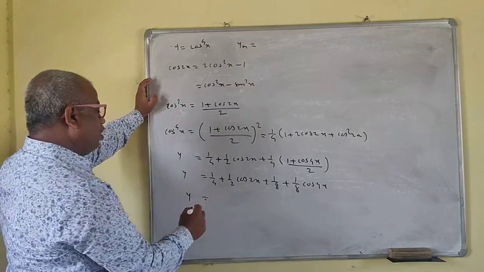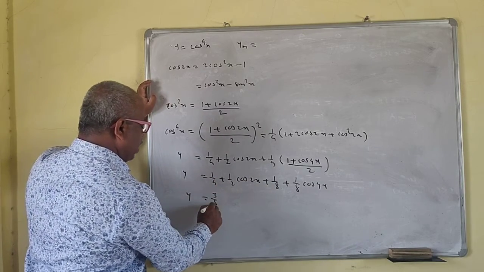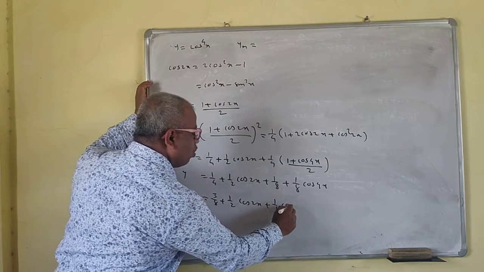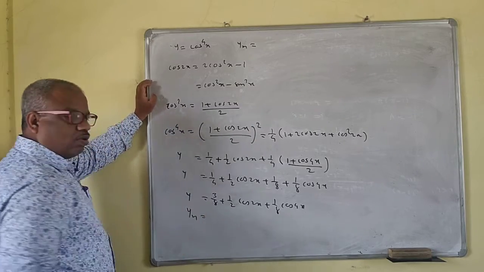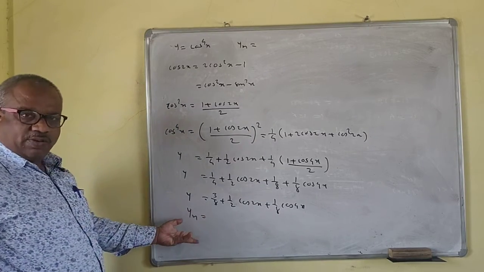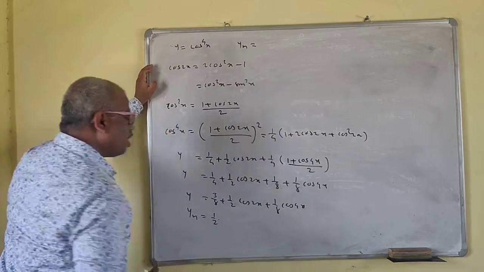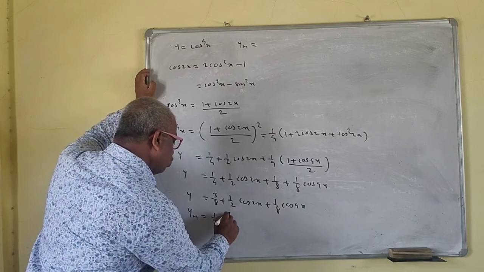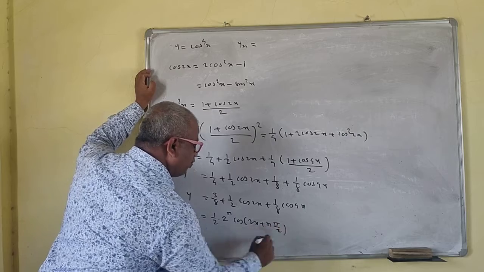So now this is 1 by 8. This is what? 2 by 8, and this is what? 3 by 8 plus 1 half cos twice x plus 1 by 8 cos 4x. So what is yn then? Your n is what? 1, 1 is the natural number. So derivative of this is 0. So this is 1 half. What is the cos to the power? Cos ax plus b, a to the power n. So this is 2 to the power n, cos of twice x plus n pi by 2.